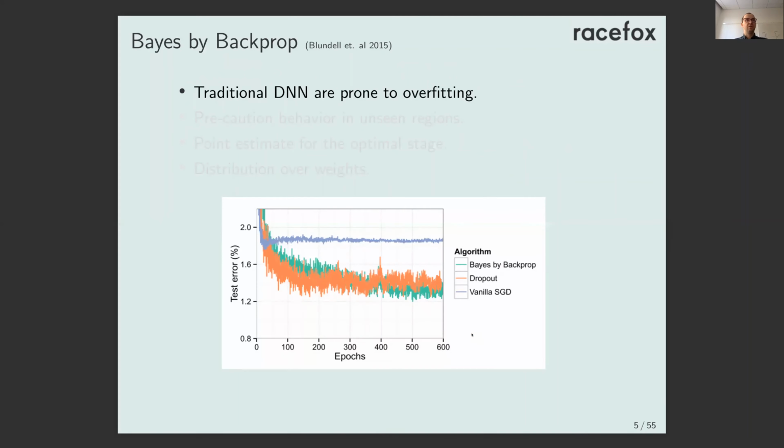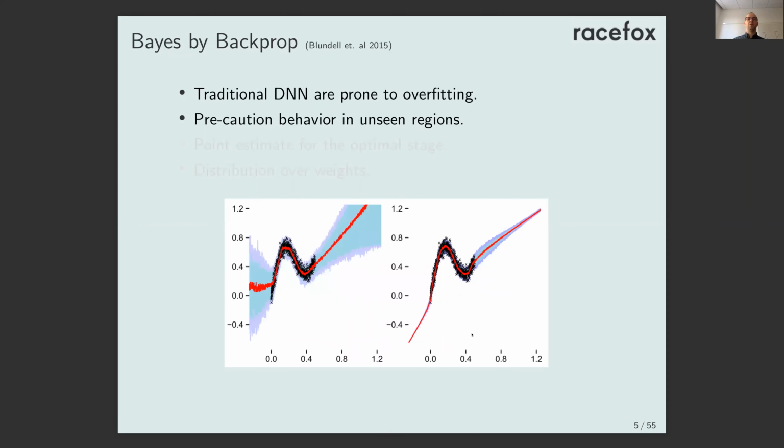The first state of the art paper that came out at NIPS, if I'm not wrong, was able to show that traditional machine learning was very prone to overfitting, and apart from dropout, which was quite a popular method, the other regularization methods were not able to provide a significant improvement in generalization. What was also obvious is that, especially in regression cases, the method was able to produce very high confidence predictions in regions where it had never seen training data before.